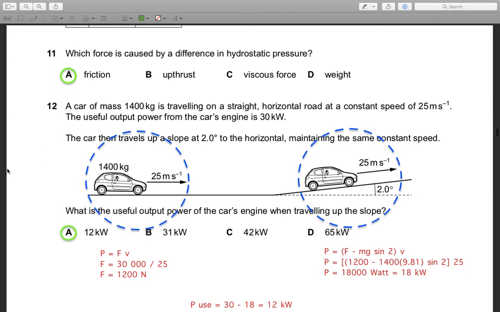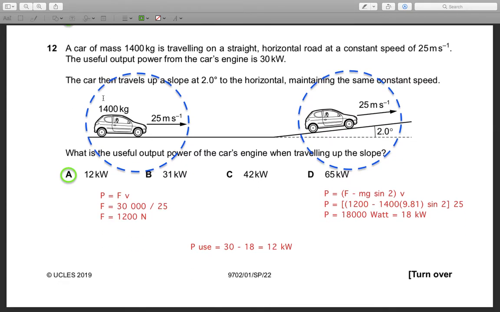Number 11. With the forces of different hydraulic pressure, which force causes a difference in hydraulic pressures? Yes, this is about the friction, upthrust, viscous force, and weight. These are all on the water, on the fluid. But friction is different; this friction is maybe on a rough plane.